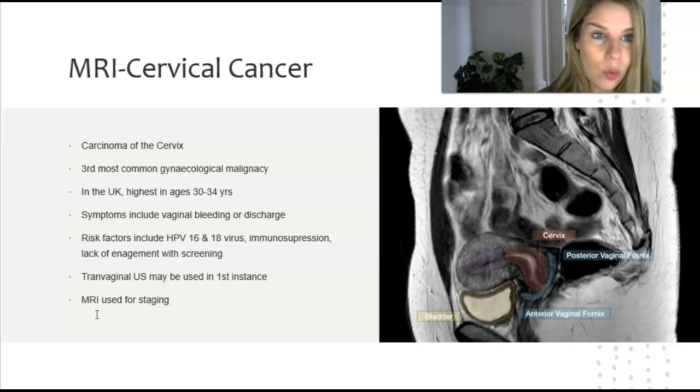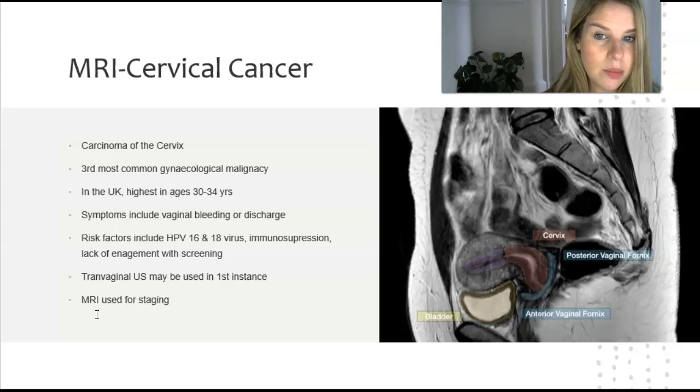All of us women will know that we go and get our smear test every 3 years to make sure that we don't have any precancerous cells. And that's one of the amazing things about the NHS, that we have that screening programme to help prevent or to treat early these cervical cancers.